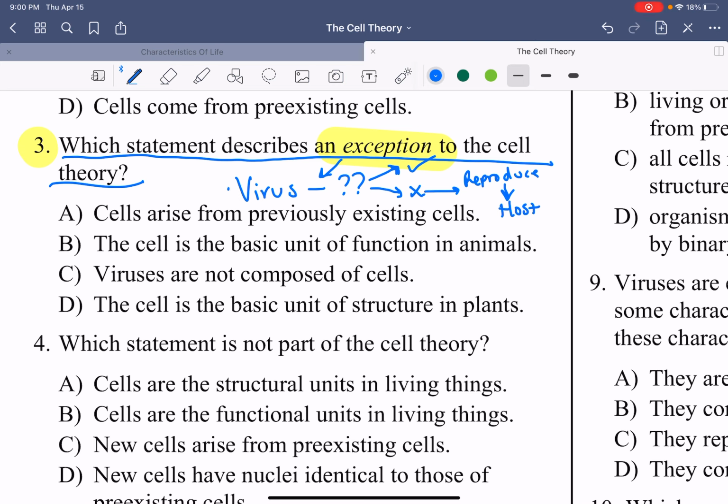So let's see where we see this as an answer. A, cells arise from previously existing cells.